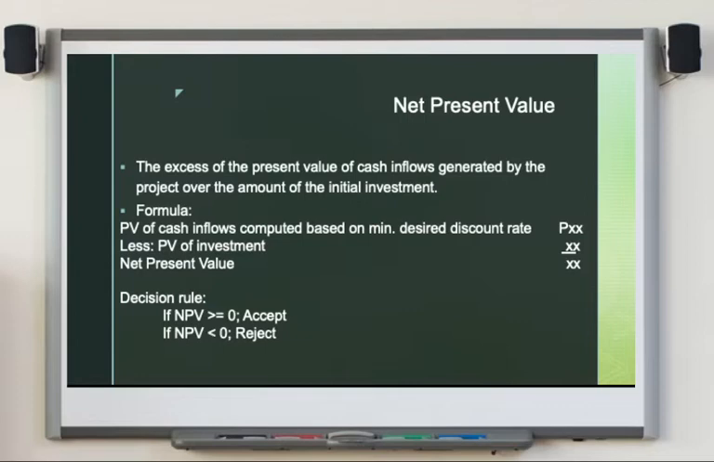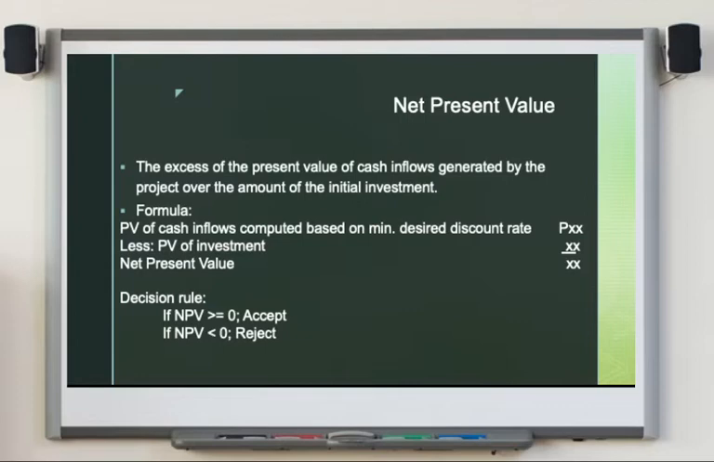Since at year zero, the present value of the investment is actually its total cost of investment at that period. So the difference is called net present value. If our NPV is greater than or equal to zero, then we accept the project. If NPV is less than zero, then we need to reject the proposal.